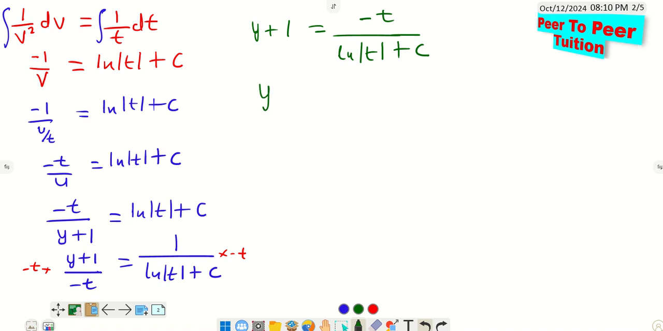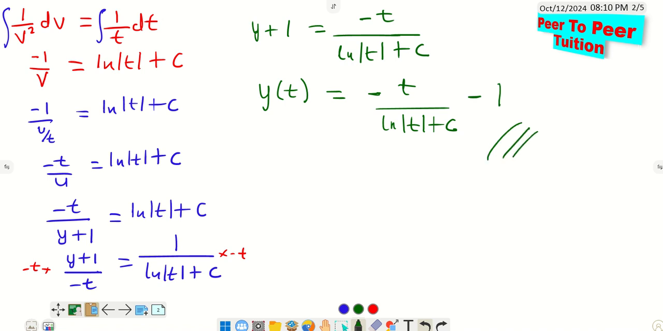Then I can make y the subject. Y is a function of t. So y(t) should be equal to negative t over ln t plus c. Then this one goes there to be minus 1. And that is the solution to the Euler homogeneous equation.